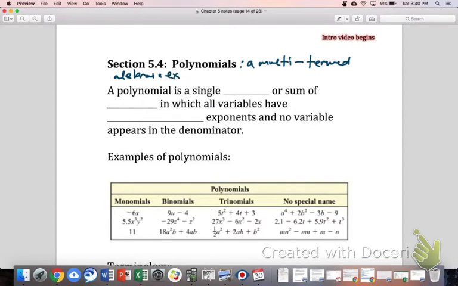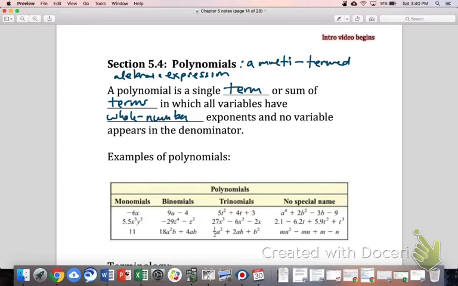I think we can go a little bit deeper. We could do a little bit better than this, as we're going to do down here below and fill in some blanks. You could also say that a polynomial is a single term or sum of terms in which all the variables have whole number exponents and no variable appears in the denominator.